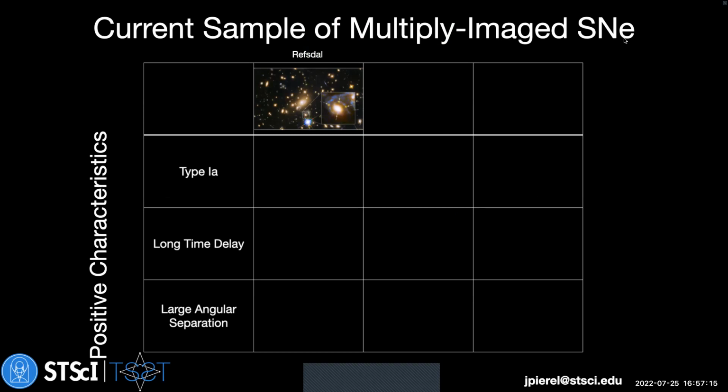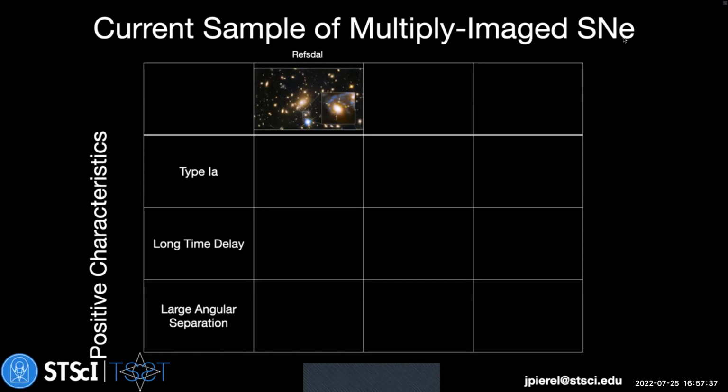And for each of these, I'm just going to kind of place them in this little table of what I'm going to call positive characteristics. And by that, I just mean not essential for cosmology, but things that are nice to have. So large angular separation obviously is nice because we can resolve the images easily, either from the ground or with space-based telescopes, of course.